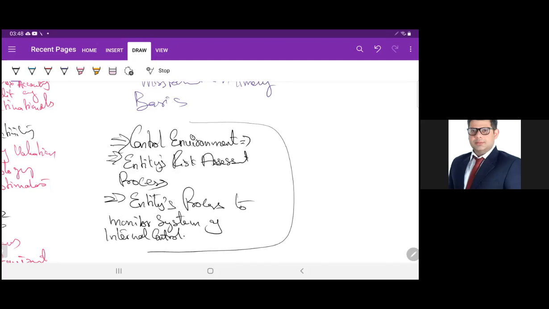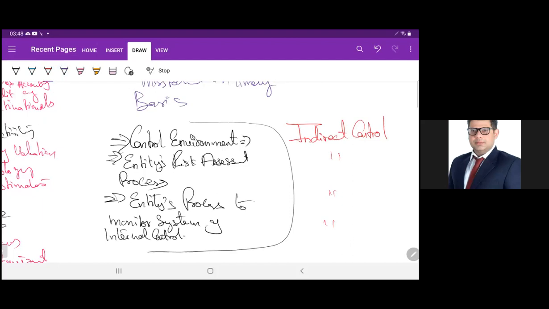So what can be the type of control which can be used for these? The auditor here can apply indirect control in all of these cases, right? That means the auditor will take the understanding of these control components which can affect the risk of material misstatement at the financial statement level, right?